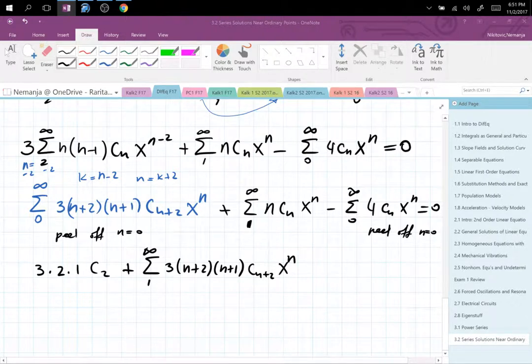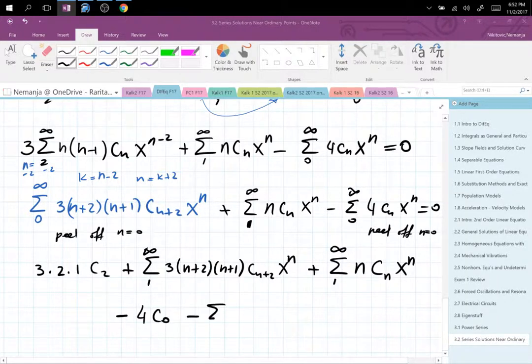So we achieved the start at 1. Plus, this one we don't have to do anything because it already has two features that we need, which is counter is at 1 and it's x to the n. And finally, minus, we have to peel off a term. So peel off n equals 0, we get 4c0, and then minus the rest of the series. Now it starts at 1.